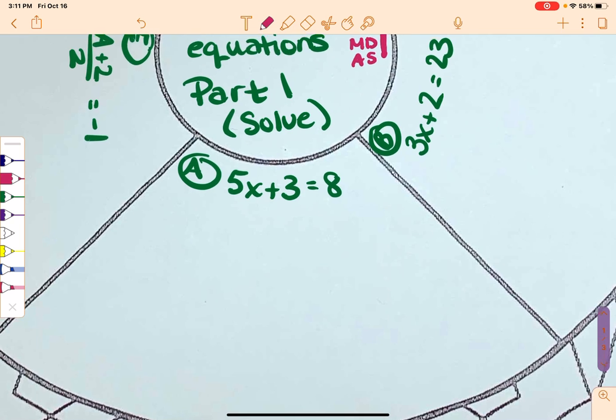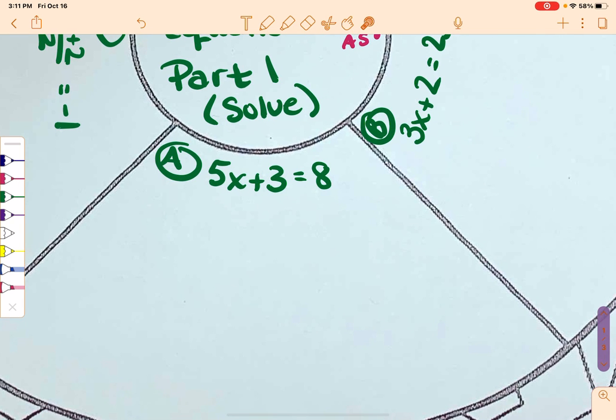So let's take a look at this first one. I ultimately want to get this by itself. So I'm going to get rid of anything added or subtracted first. So that means I want to get rid of this. The opposite of adding 3 is subtracting 3. Whatever I do to one side of the equal, I do to the other. That cancels. So I'm left with 5x. And then over here, 8 minus 3 is going to be 5.